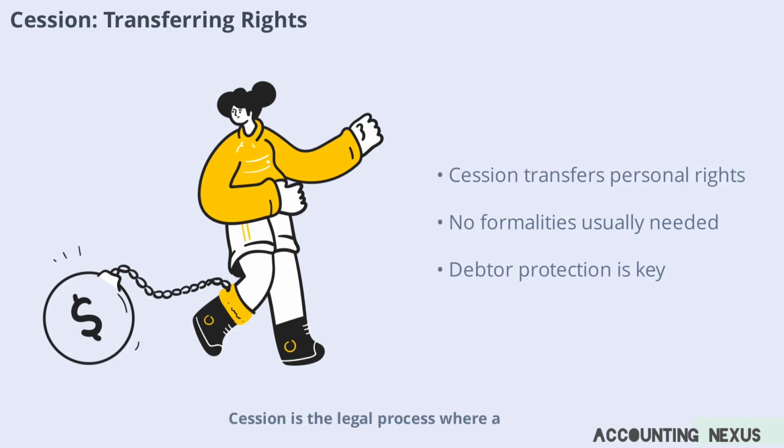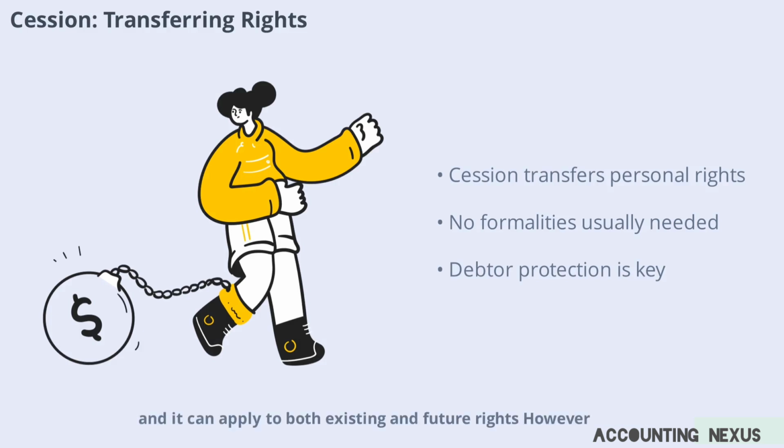Cession is the legal process where a creditor transfers their personal right to another party, known as the cessionary. For example, if Bengani is owed money by Naledi but owes the same amount to Simfu, Bengani can arrange for Naledi to pay Simfu directly. This is done through a cession agreement where Bengani, the cedent, gives up their right to receive payment from Naledi, passing it to Simfu.